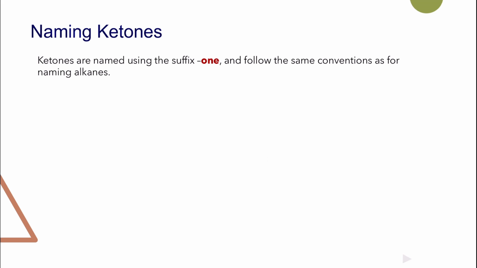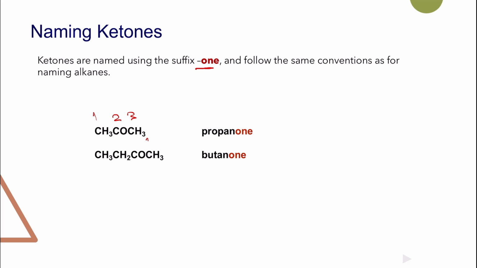For ketones, ketones are named by using the suffix -one and then follow the same convention as for naming alkanes. For example, this ketone has three carbon atoms, so one, two, three. So this is going to be called propanone. And then this one has one, two, three, four carbon atoms. This is called butanone.